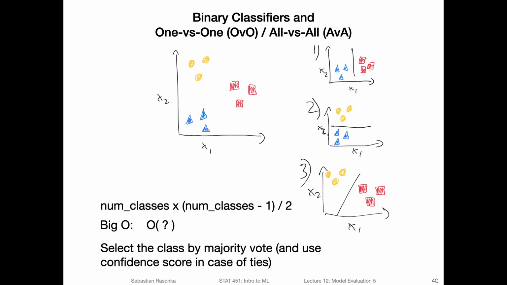Another technique is one versus one. So here we are fitting more classifiers than the number of classes. So in fact, if we have 3 classes in this special case, we would also have 3 classifiers. So the number of classifiers we fit is the number of classes times the number of classes minus 1, divided by 2.